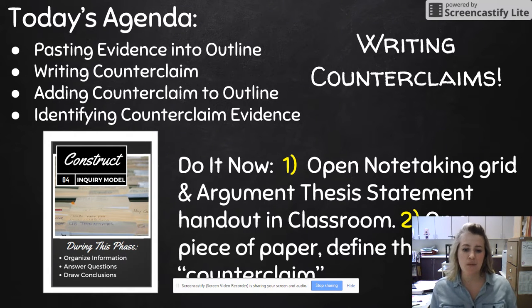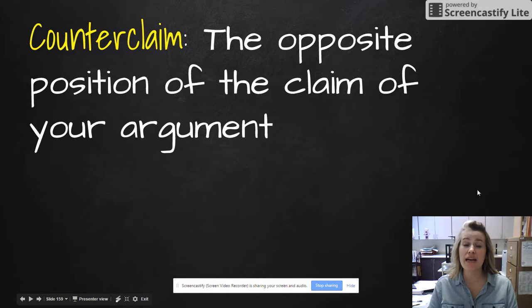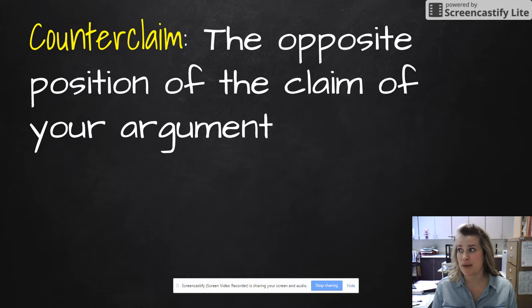I want you to define the word counterclaim. Hit pause. When you're done, hit play and see how you did. So a counterclaim is the opposite position of the claim of your argument. So if my claim is cats are awful, my counterclaim might be cats are wonderful.